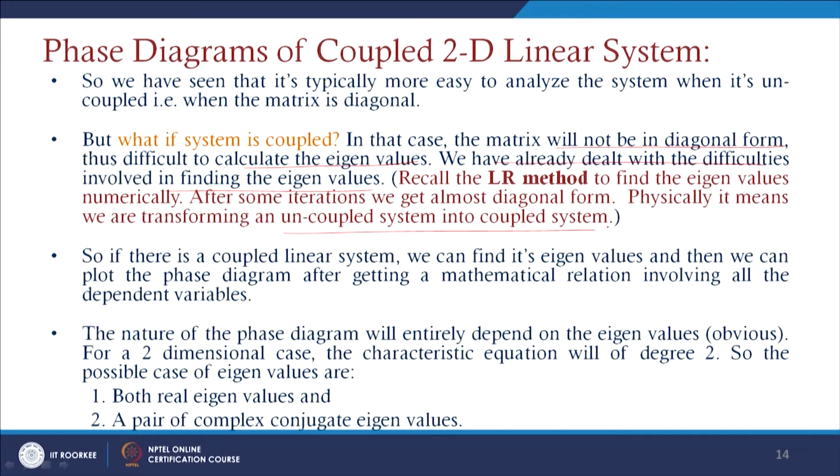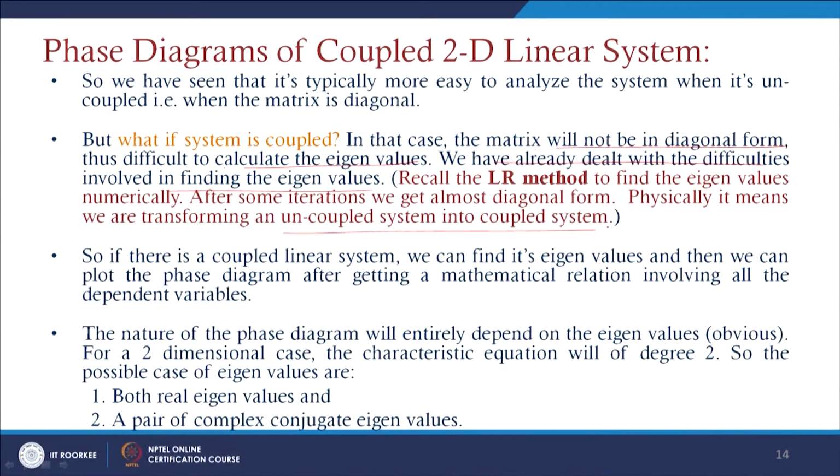Physically, it means that we are transforming a coupled system into an uncoupled system. This means that if after certain iterations we formulate a coupled matrix, which has all the entries, into a diagonal transformation form, then we are trying to set these equations in an uncoupled form, and we can represent that in diagonal form of these entries.